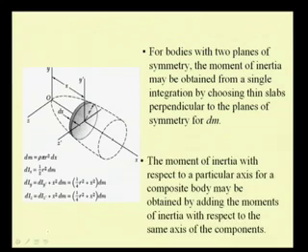So, the moment of inertia with respect to a particular axis for a composite body may be obtained by adding the moments of inertia with respect to the same axis of the components. So, till now in the discussions we have seen that we are able to determine the second moment of the mass for individual objects whose geometry is known, but for objects which are complex, we can still determine the second moment by decomposing into simpler elements for which the second moments are known, or it can be computed by integration.